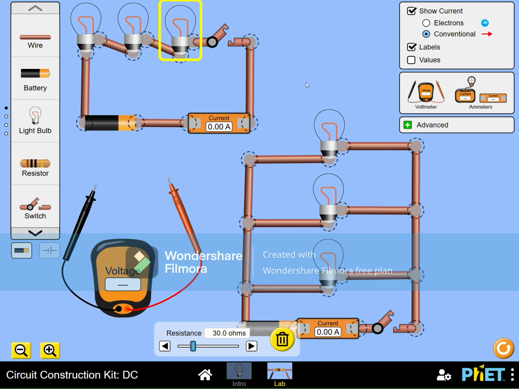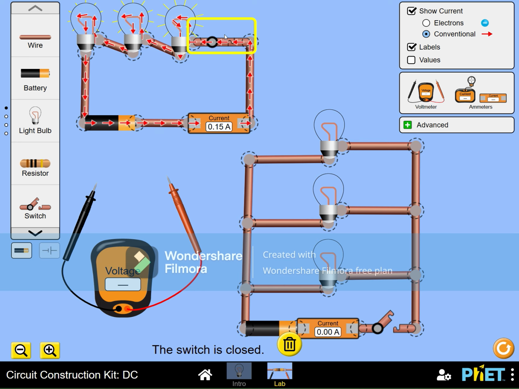I'll tell you the truth. I already clicked it. I already know the answer to this question. But if I didn't already do that, I would guess that. Well, I know it wouldn't be the middle one, because whether the current's flowing this way or this way, it's going to be either this one or this one. But let's just close the switch and find out.